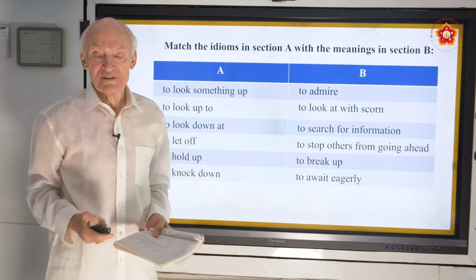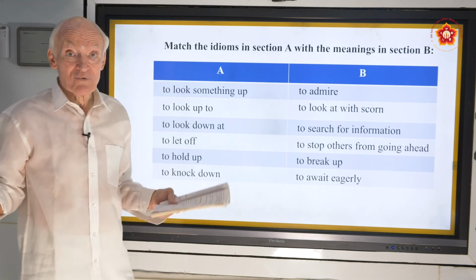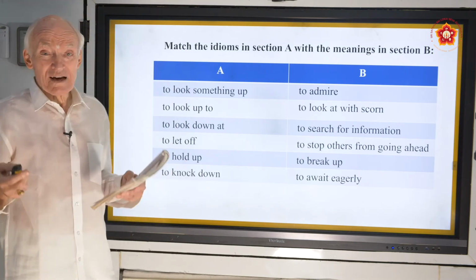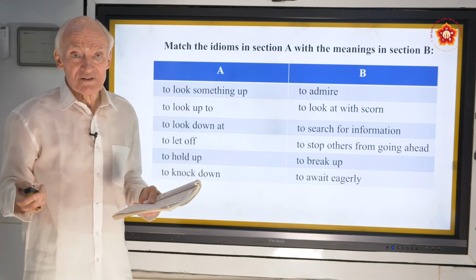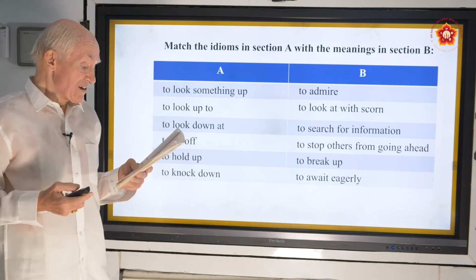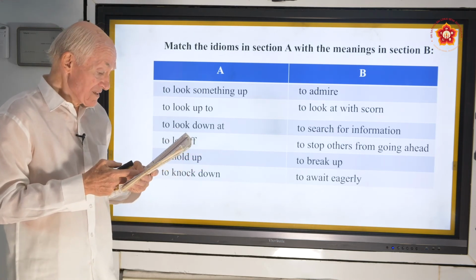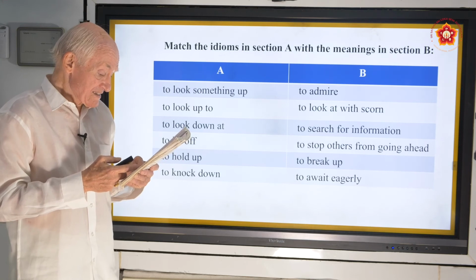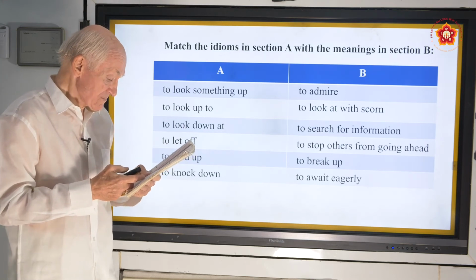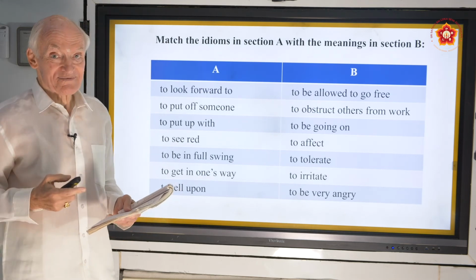You look down at somebody because they haven't taken as many courses as you have. They can't hit the ball as well as you have. You look down, not with scorn. It's not nice to do that. But sometimes people do that. They look down at people. To let off. To let off is to be allowed to go free.